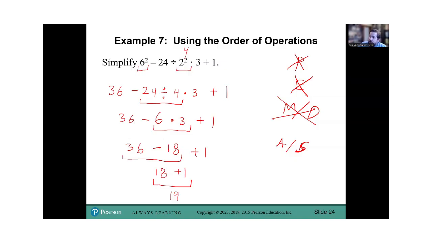Again, make sure that you're good on the order of operations. There are some that can be tricky, but let me know if you have any questions.